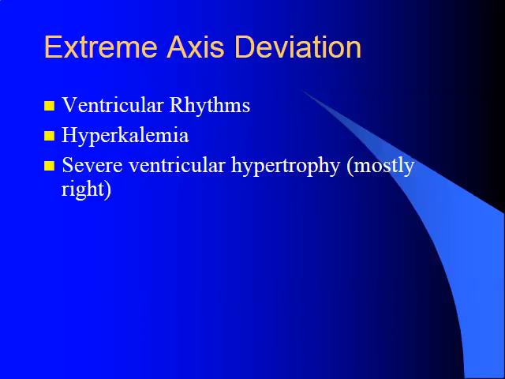So extreme axis deviation to the right can be caused by ventricular arrhythmias, hyperkalemia, and severe right ventricular hypertrophy. Most often, like I already stated, one of the more common causes of this is a limb lead reversal, incorrect placement of the limb leads.